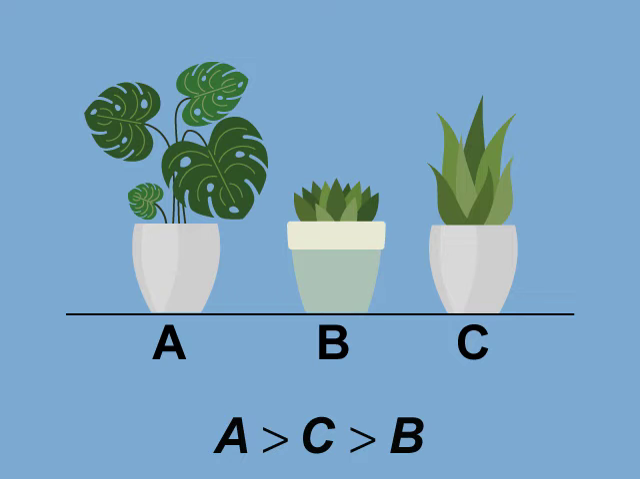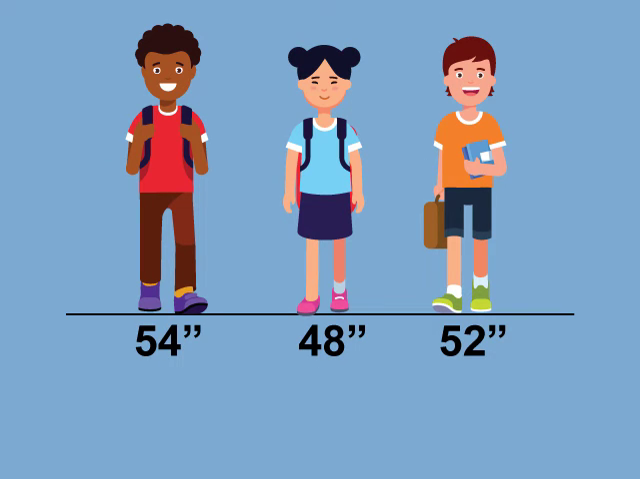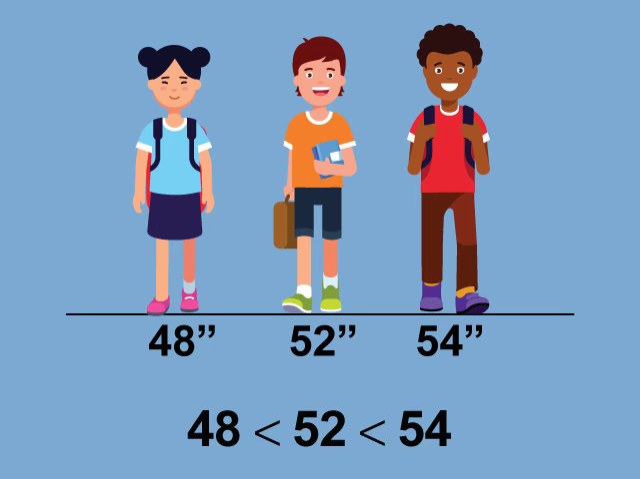Now let's look at an example of height measurements using numbers. A person's height can be measured in feet and inches. Here are three students, and their heights are shown in inches. We compare the heights by comparing the numbers. Use place value to sort the numbers from least to greatest. 48 is less than 52 is less than 54.